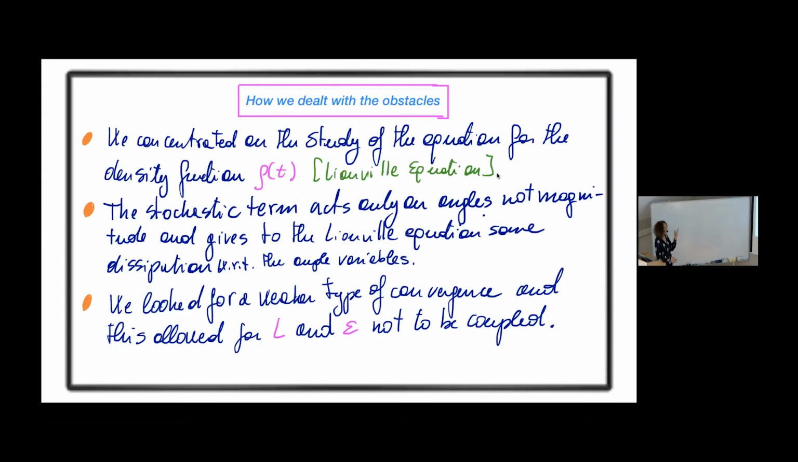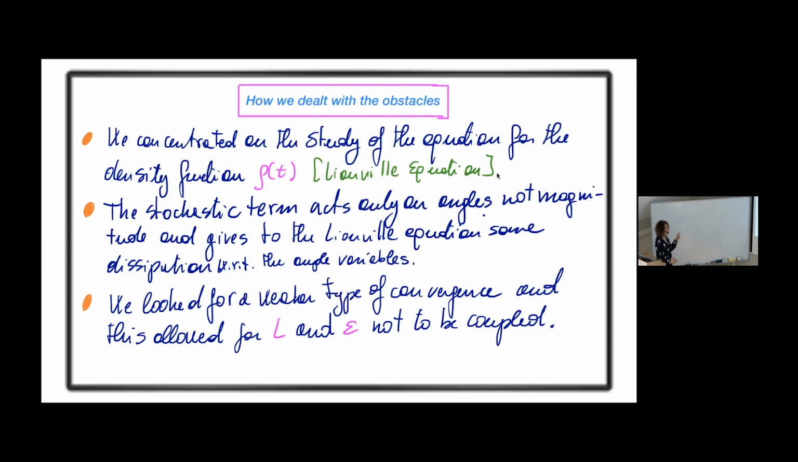So how do we resolve it? Well, we concentrate, as I mentioned, on the evolution of the density instead of the evolution of the solution itself. The stochastic term acts only on the angles, it doesn't act on the magnitude of the Fourier coefficient, that's why you don't see it appearing at the end in the kinetic equation. But it gives some regularity to the Liouville equation that the density satisfies. And then we also have to look for a weaker type of limit.